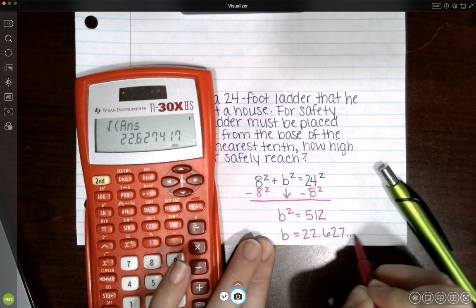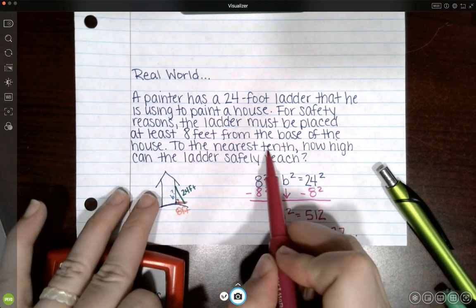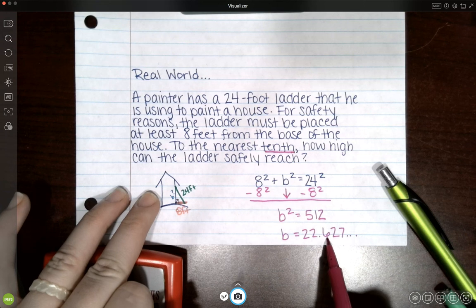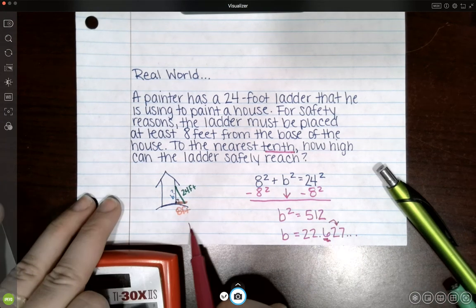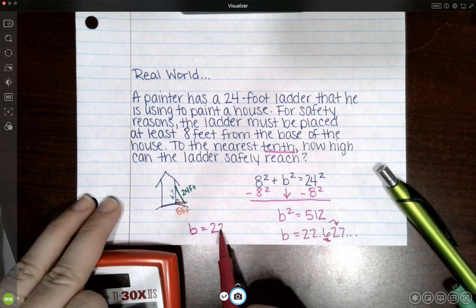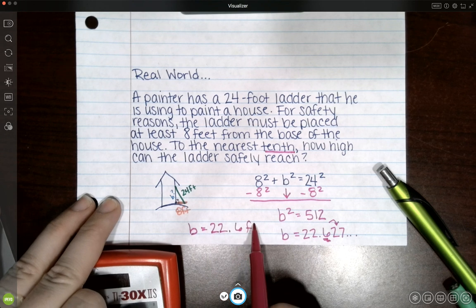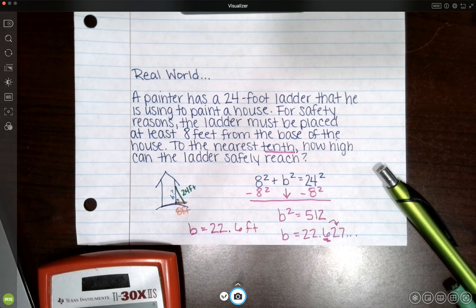Which is 22.627 dot dot dot. And they told me in my question I need the tenths place, which means that's where my 6 is. I look to the neighbor. So this height is 22.6 feet. That is how high the painter can paint.